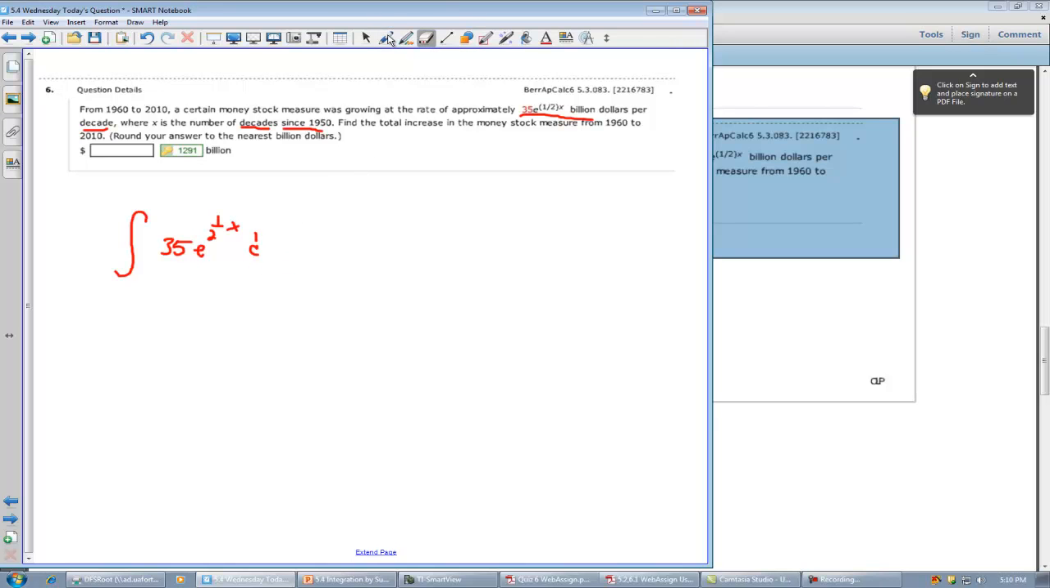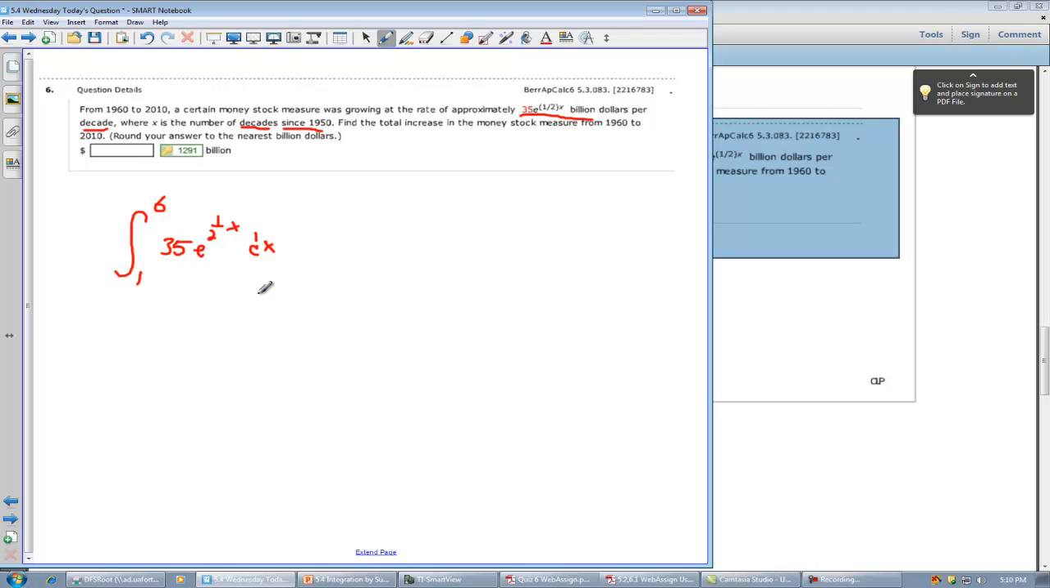Let's get rid of that. All right, so this is dx. And I'm going to go from, it goes from 1960 to 2010, and this is decades since 1950. So 1960 is actually 1 decade after 1950, and 2010 is 6 decades after 1950, right? So you go 1960, 1970, 1980, 1990, 2000, 2010.